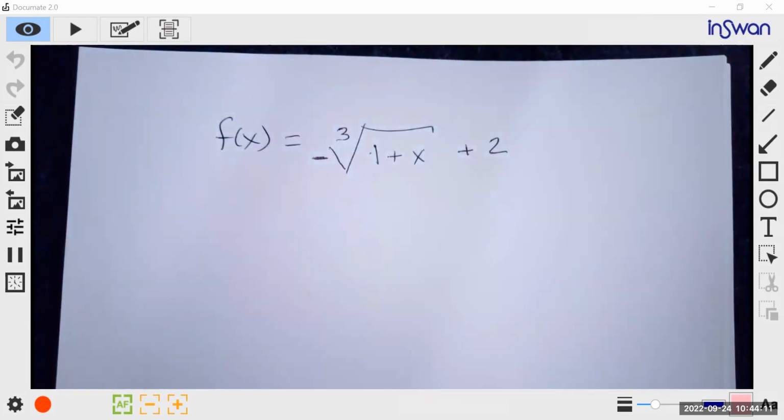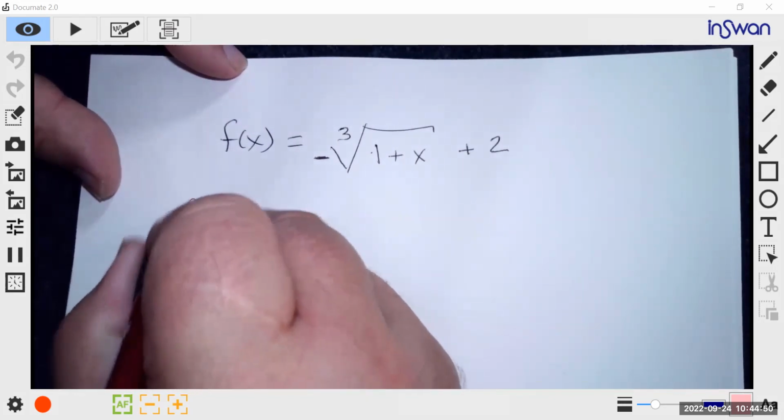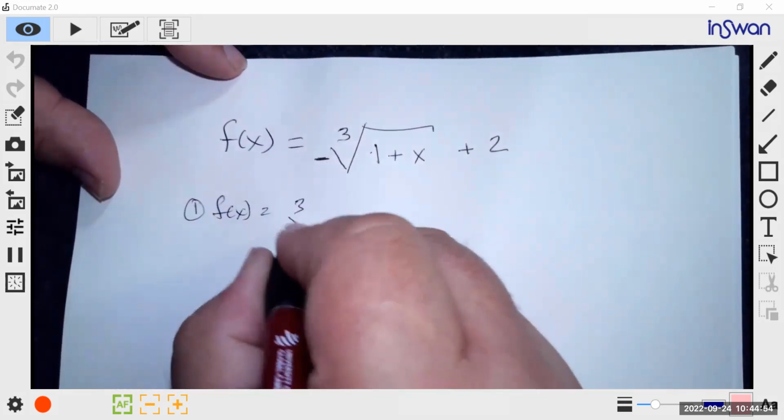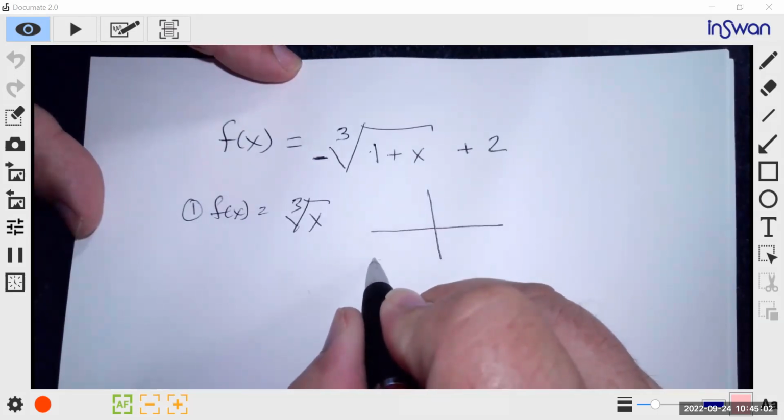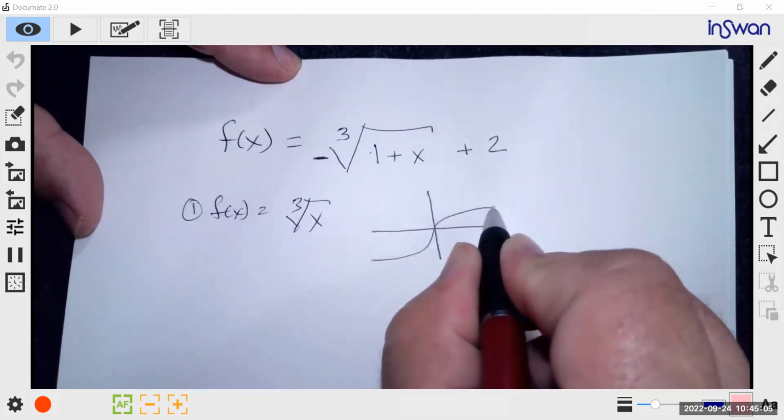There, I added an attachment. There's another one. Negative cube root of 1 + x + 2. So it's cube root, rational, radical. Rational is fraction. So yes, it's a cube root of x. What does cube root of x look like? That's like a snake, yes.